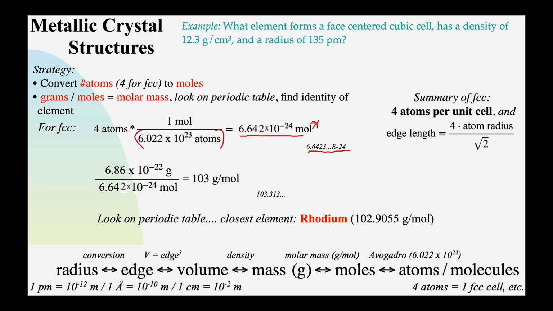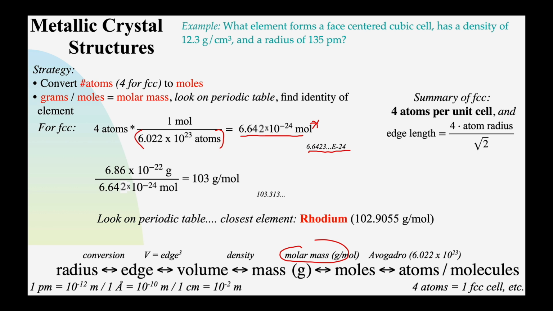Anyway, these processes, you can hopefully see how this works out. If the question ever asks for identity, that means basically find the molar mass. And you'll start with the radius and work all the way over till you get to mass, like we did here. Then you'll start on atoms and work all the way over to moles, then mass divided by moles, molar mass.